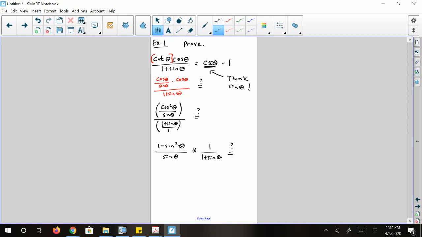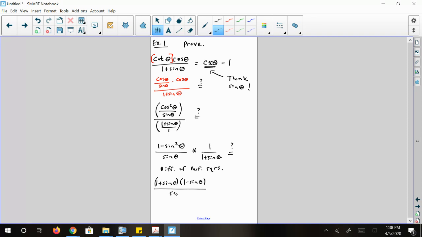And actually from here, I'm almost done with the problem. Here I see a 1 minus sine squared of theta. Here I see a 1 plus sine of theta. If you remember, one of our strategies is to factor something as a difference of perfect squares, okay? And in fact, that's going to help us here. If I factor 1 minus sine squared of theta as 1 plus sine of theta times 1 minus sine of theta.